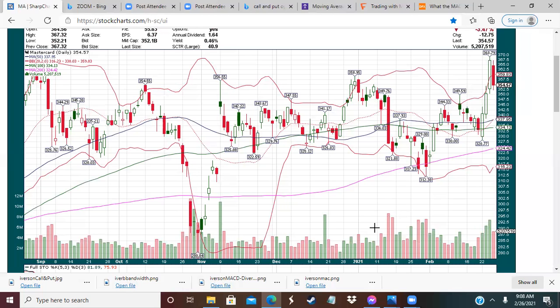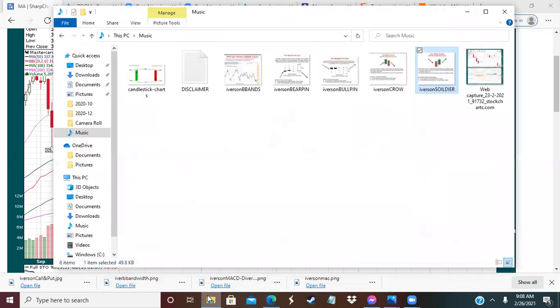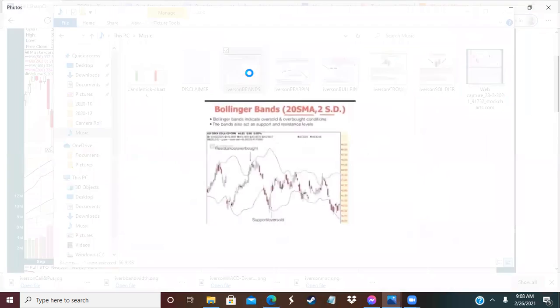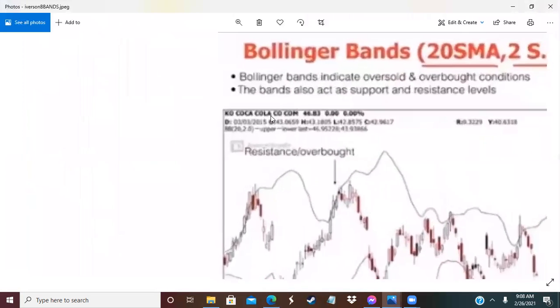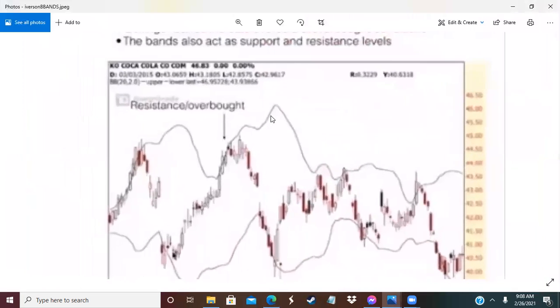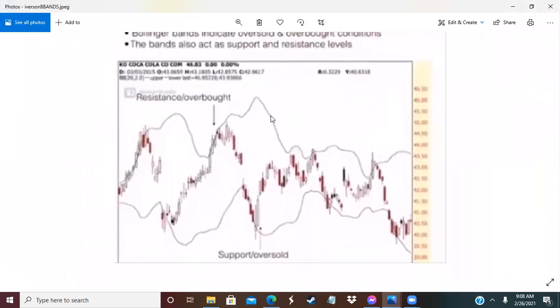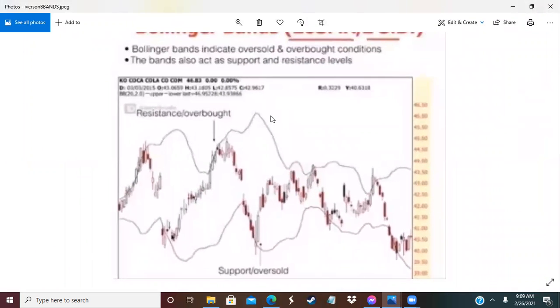So this is the Bollinger Band. And now I'm going to show it to you as a photograph just to help with the visual aid. So let's take a look at the Bollinger Band and how it works. I pretty much explained to you how it works following the candlesticks, working as resistance and support.